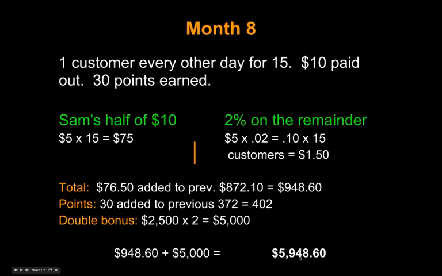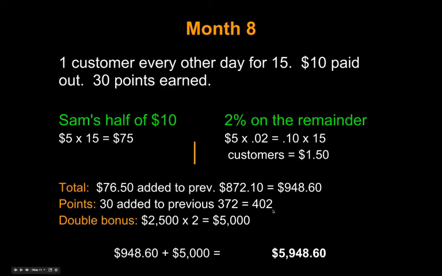Month 8. He got a customer every other day. 15 customers in total. He earned 30 points. And this is the breakdown. This is what he earned. He adds it up to what he had previously, and it comes out to his new amount of $948.60. His points are now 402.